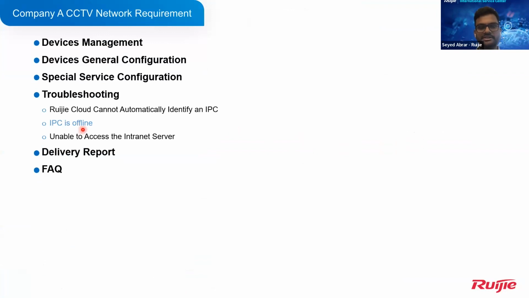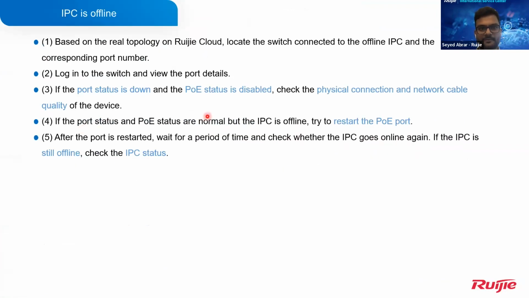So if you see the IPC is offline, based on the real topology, you can locate the switch connected to the IPC that is offline. And also you can see from the alarm. From the alarm, you can see which port and which switch that particular IPC is connected to.